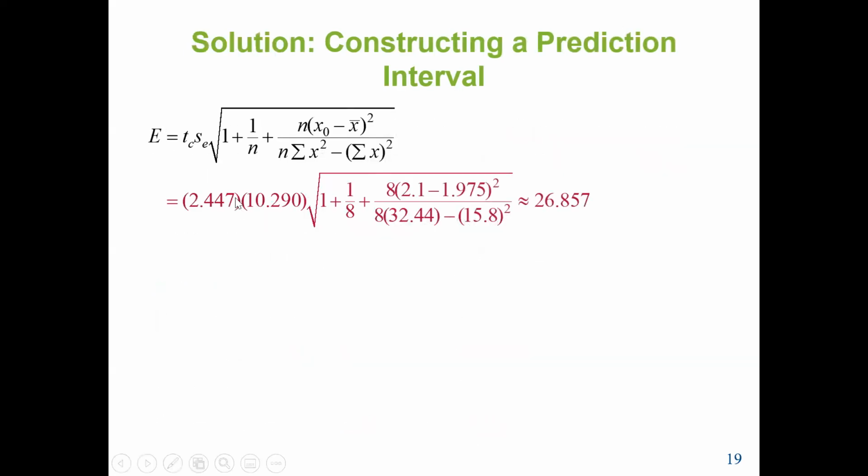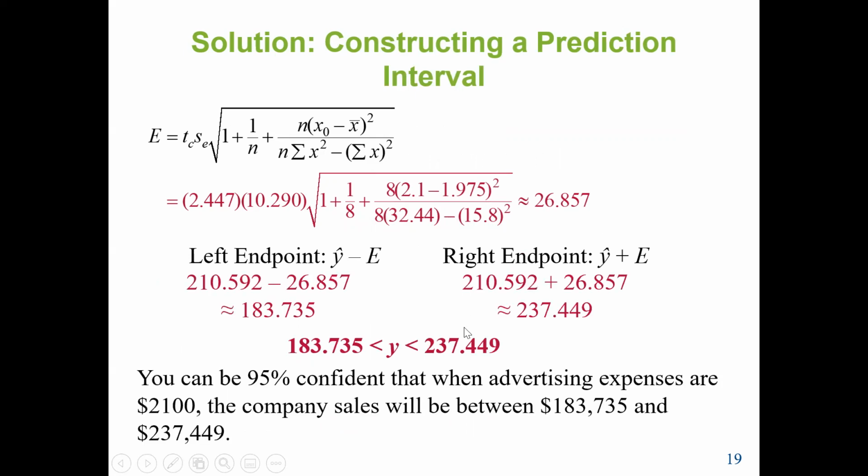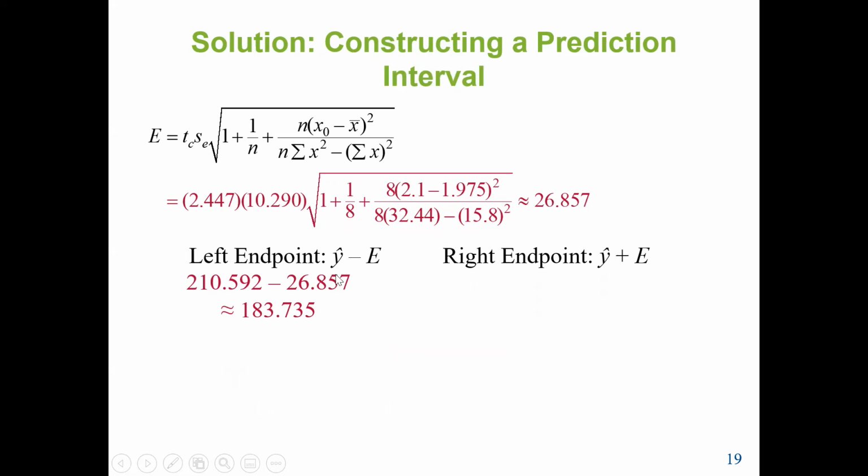So if we know that, we plug in all the values, we can find the value of E, then we get the interval. So the interval will be less than 237.449, and it should be greater than 183.735. So we say y should be 183.735 to 237.449. This is 95% confidence, because remember, to find the critical value, the t value, we need to use degree of freedom.